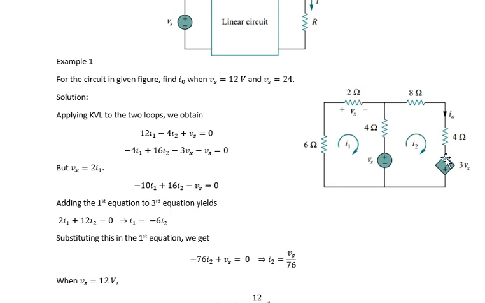Applying KVL to the two loops, we obtain the following. 6 plus 2 plus 4, simplified, will be 12, multiplied by I1, so 12 I1. And then minus I2, because the I2 loop is also acting here. That will be negative 4 I2, which is 4 times I2. Then plus Vs, because if we loop here, the first thing we encounter is the positive sign of this source voltage.